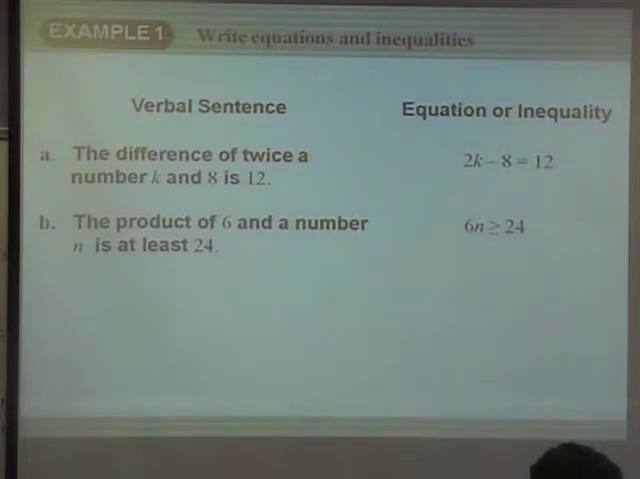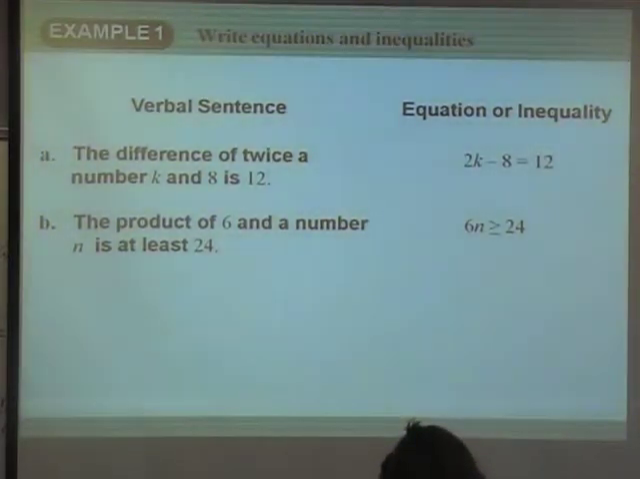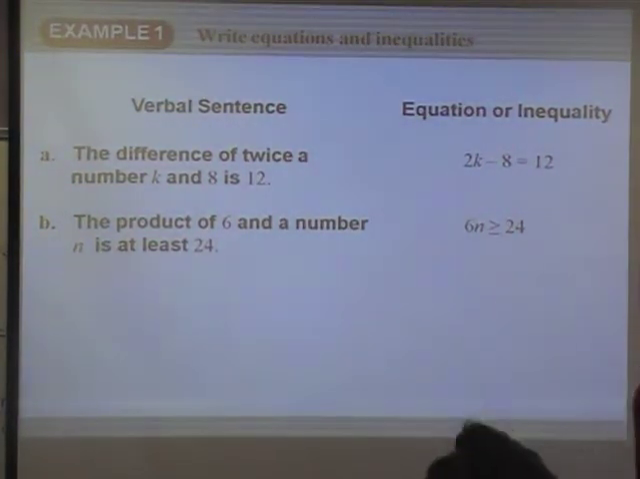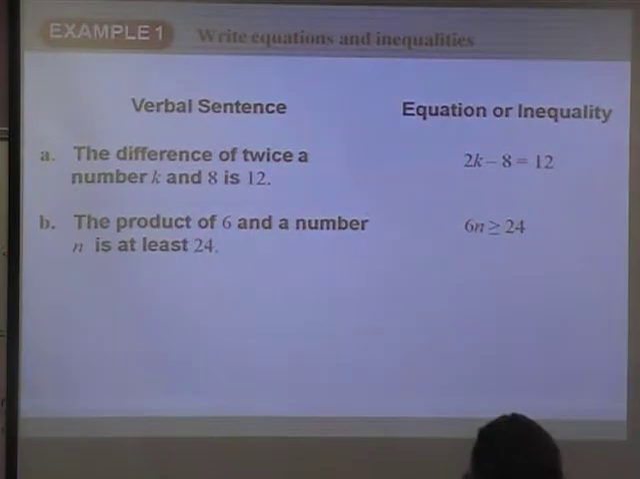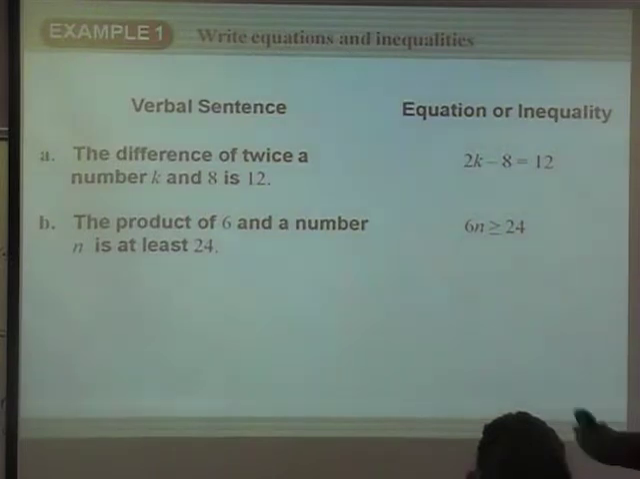There's an inequality example for you. The product means multiplication, right? 6 and a number is at least. And you may want to add this to your notes from yesterday. At least is greater than or equal to. So yesterday's notes, you may want to add that to our phrase list. At most is what? Less than or equal to. At most. It can't be greater than that, right?